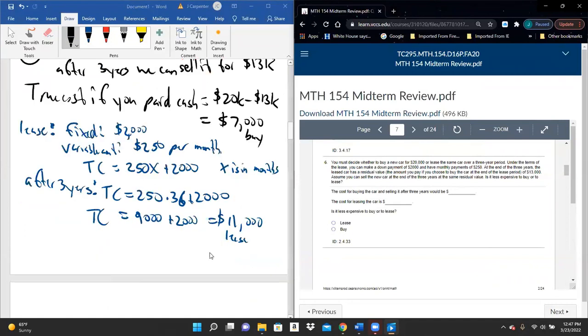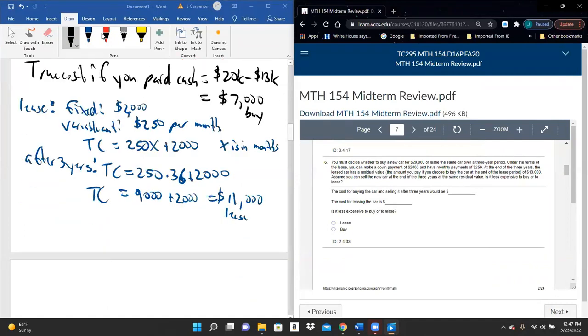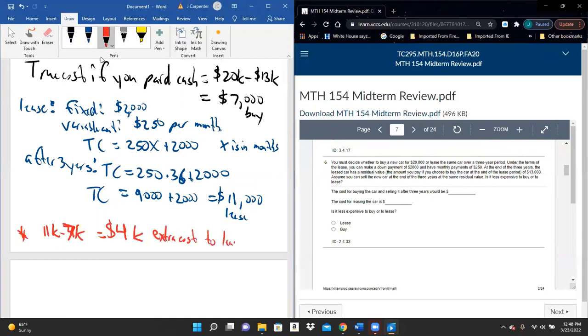If you subtract them, you can see, it would be 11K minus 7K. I had the 4 in my head, is 4,000. This is the extra cost to lease.